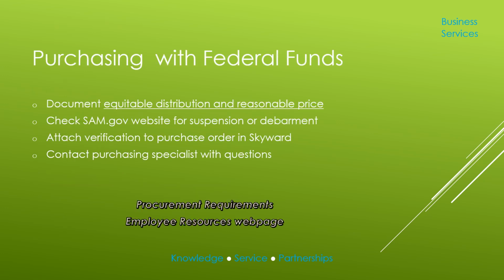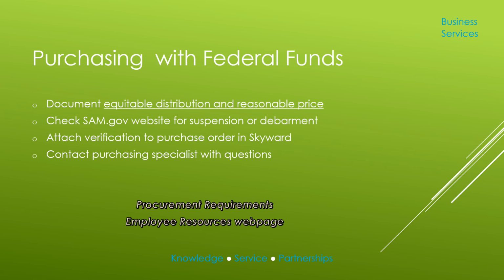There are different rules to follow when purchasing with federal funds. Regardless of the dollar amount being spent, you must document equitable distribution and reasonable price. Indicate this on the approved invoice before submitting to accounts payable for payment. For purchases of $25,000 or more, you will need confirmation that the vendor isn't suspended or debarred from federal programs. This needs to happen prior to making the purchase.